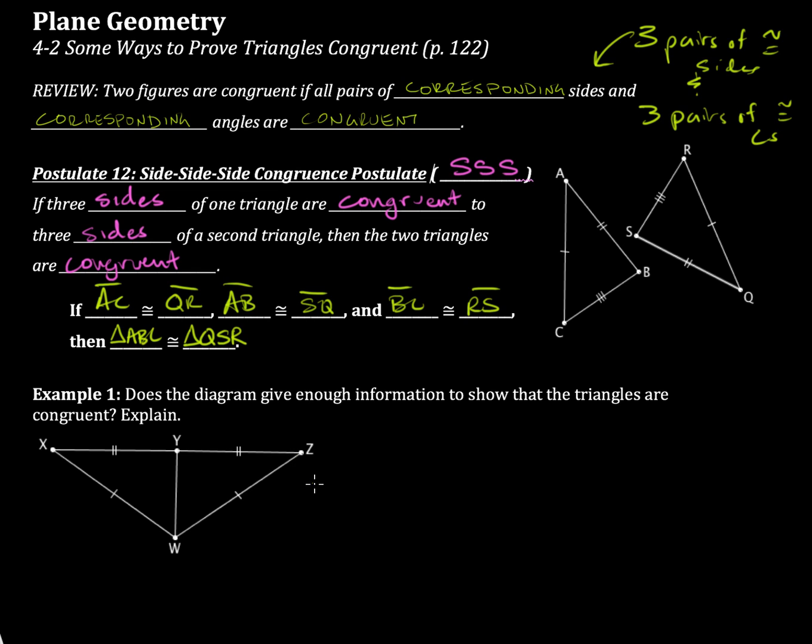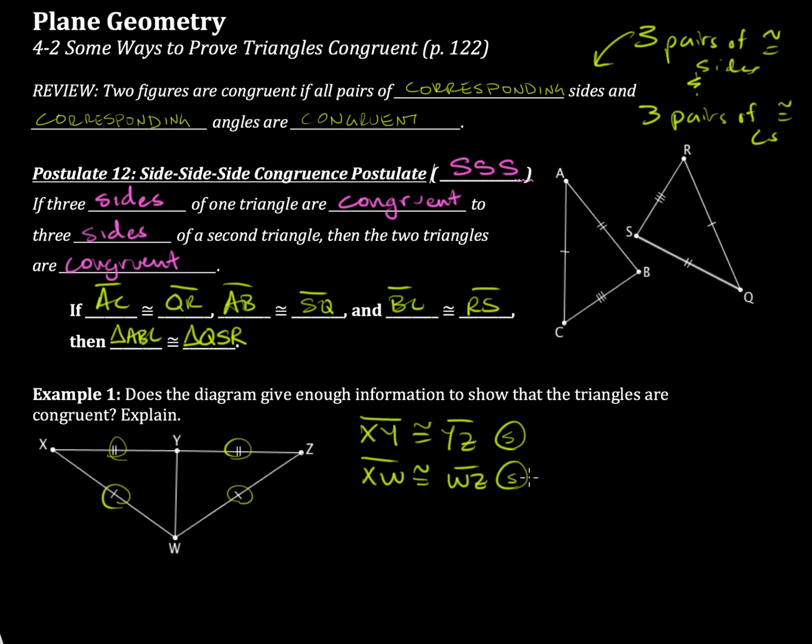So if we're looking at this example down here, does the diagram give enough information to show that the triangles are congruent? In other words, can we apply the side-side-side postulate to this triangle? Well, if we start listing out the sides that are congruent, we know that XY is congruent to YZ, because you can see they have the same marks on them. We also know that XW is congruent to WZ, because of course they have the same marks. So sometimes as I'm listing out pairs of things that are congruent, I'll put a little S next to congruent pairs of sides, just to remind myself that I have one, two of the pairs of sides that I need.